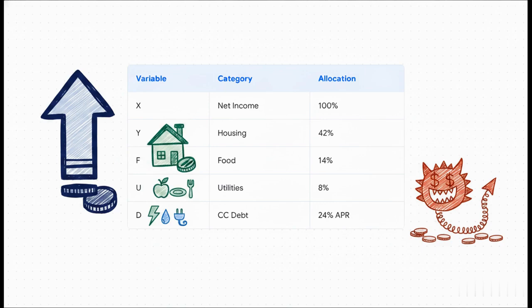Right out of the gate, we can see that variable Y, housing, consumes a massive 42% of variable X. Food, or variable F, takes up 14%. Utilities, variable U, account for 8%, and variable D represents our debt threat at a 24% annual percentage rate.